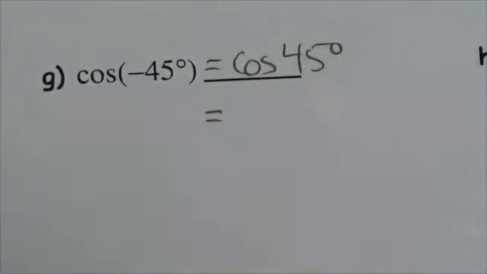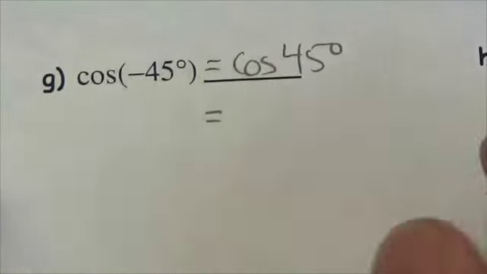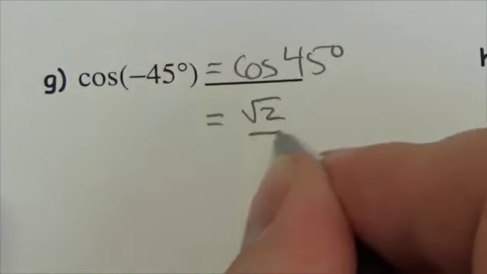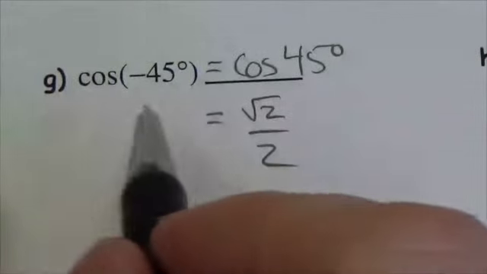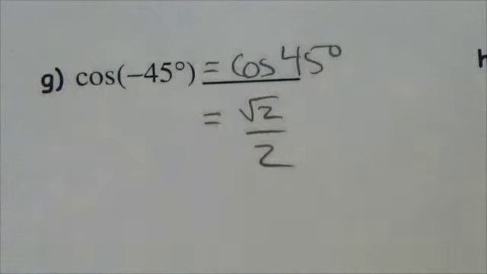Now, go to your unit circle. If you want to go to special triangles, because that's how you memorized it, that's fine, but the unit circle's fine too. And I'll take the x-coordinate of that point, and I get that that's going to be root 2 over 2. So the cosine of negative 45 will be positive root 2 over 2.